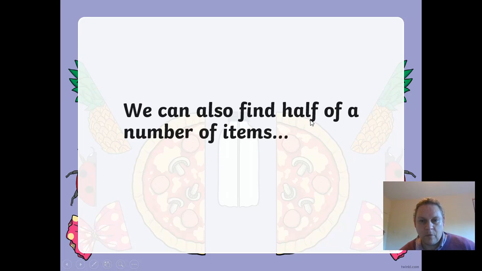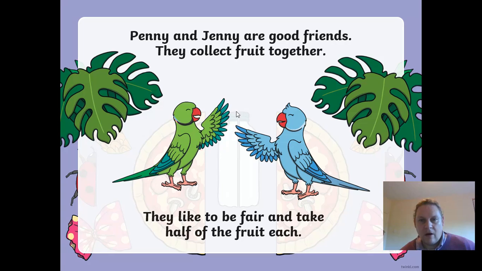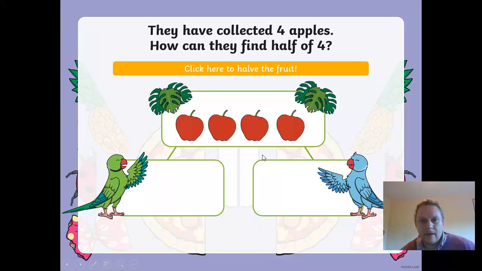All right. We can also find halves of numbers of items, okay? So we've been talking about halving shapes, okay? Now we're going to be talking about halving amounts of items. Okay, Penny and Jenny are good friends. They collect fruit together. They like to be fair and take half of the fruit each. Okay, how many apples have they got all together? They've collected 4. 1, 2, 3, 4. Now, they're going to divide them in half. How many apples is each parrot going to get?